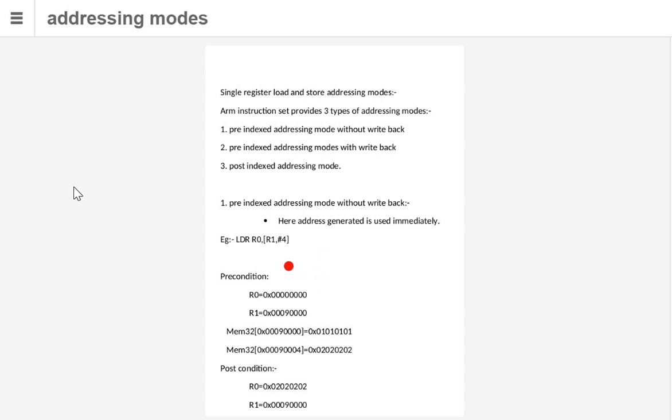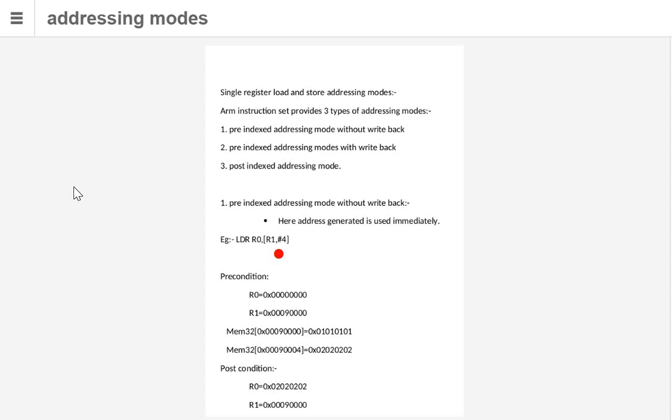This R1 and #4 is given in square brackets, which indicates an address location. We know whatever is given in square brackets indicates an address location. Here I'm using the instruction LDR, which we have seen quite a number of times in our lab programs. The LDR instruction will load the content into the destination register. In my example, the register is R0, so I'm going to copy some content into R0. From where will I copy? I'll copy from a register, R1, with an immediate value, #4.